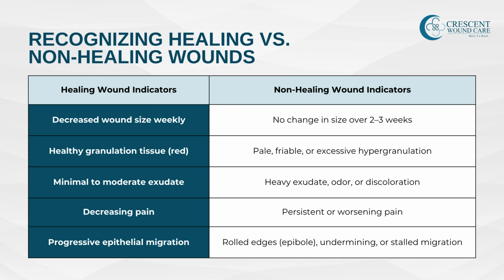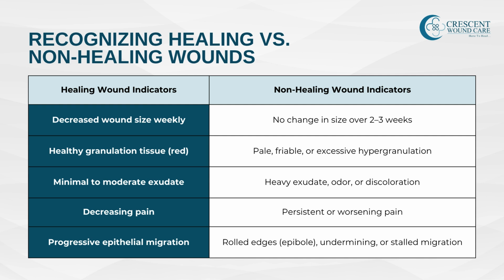Next, let's look at how to recognize whether a wound is healing or if it's stuck. Healing wound indicators: wound size decreases each week. Red, healthy granulation tissue is present. Minimal to moderate exudate. Pain is gradually decreasing. Epithelial cells visibly migrating across the surface.